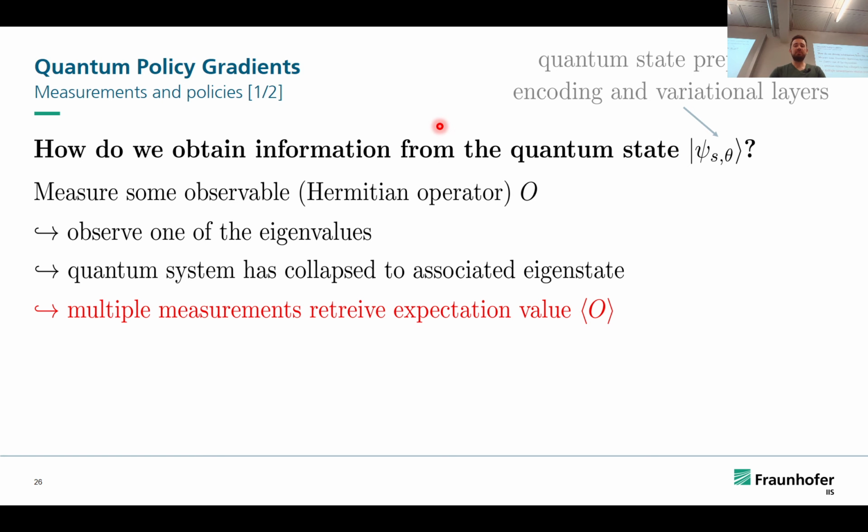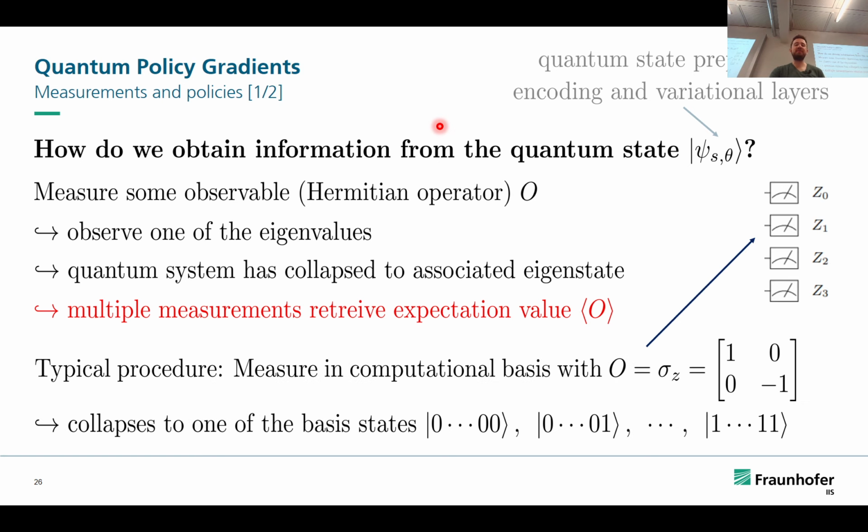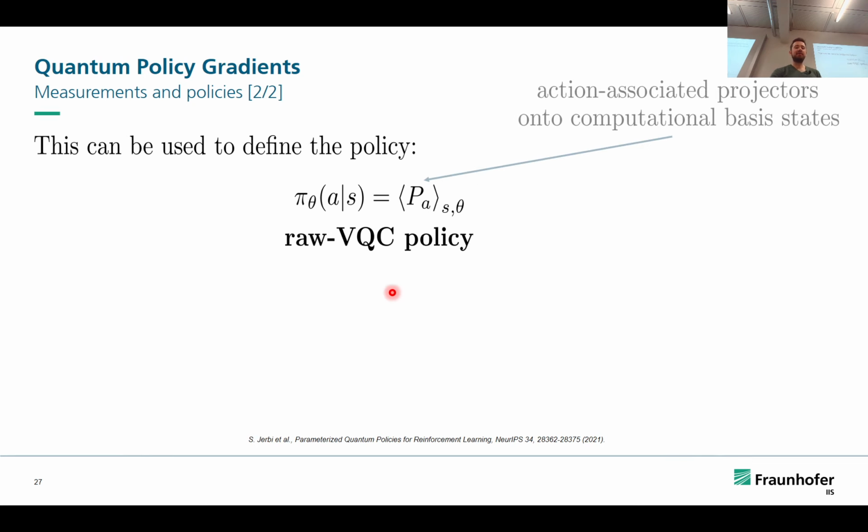What we do in principle, for all examples today, is measure in the computational basis. This just means that our quantum state collapses to one of the computational basis states. Those are the computational basis states from which we originally constructed our quantum circuit. If you measure in this basis, we are always guaranteed to observe one of the states. And if we do that, we can directly define this policy here. I will explain the concrete notation later.